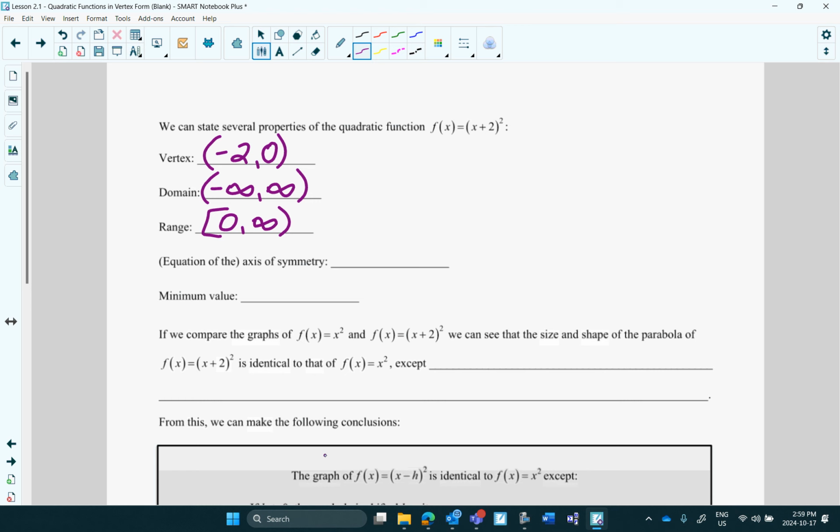And you should know how to get these other two. What's the equation of the axis of symmetry? x equals -2, because remember, it's always the x coordinate. The minimum value, so you don't have to state whether it's minimum, because it's already done for you, is y equals 0. You've got to have that.